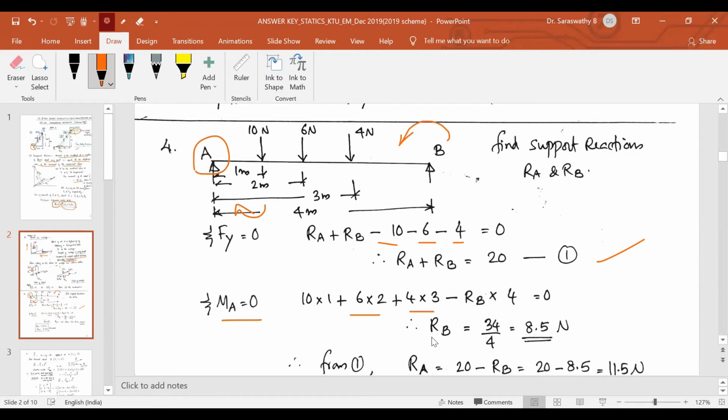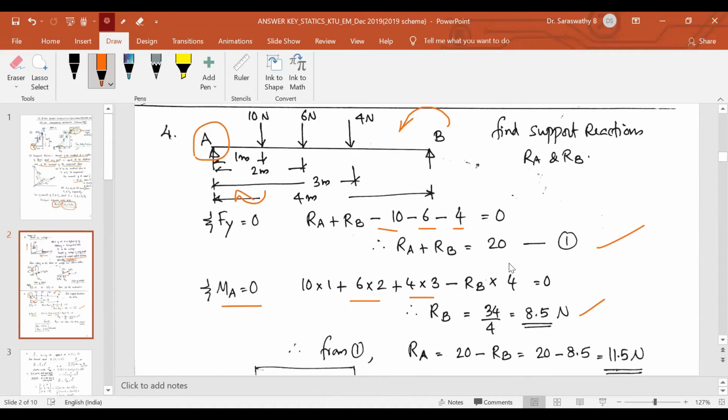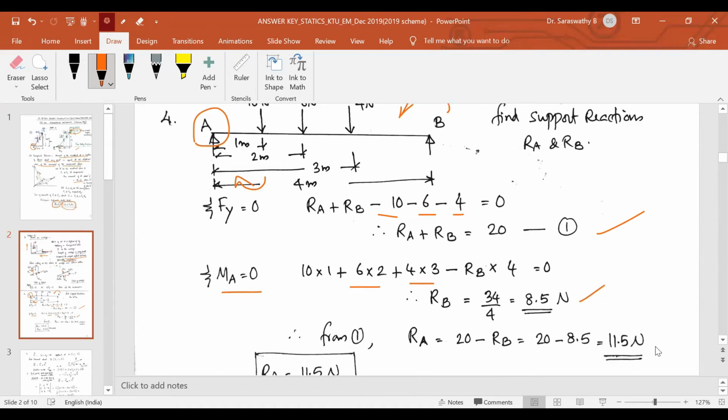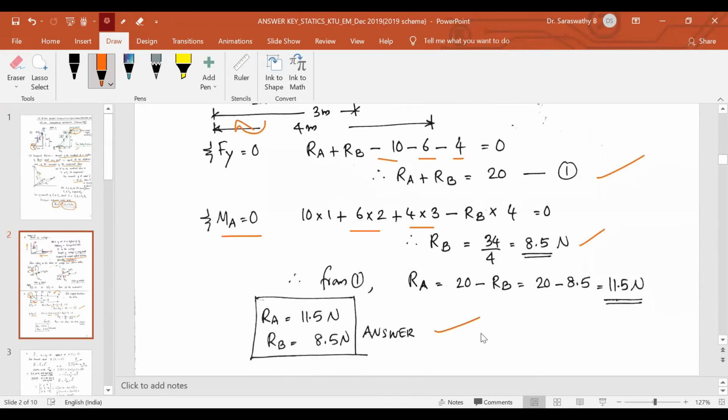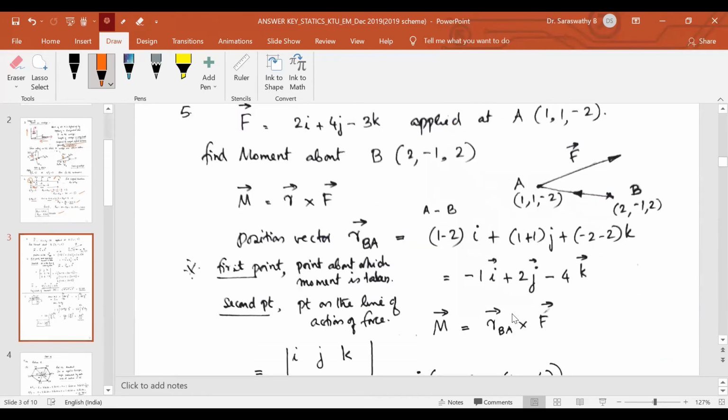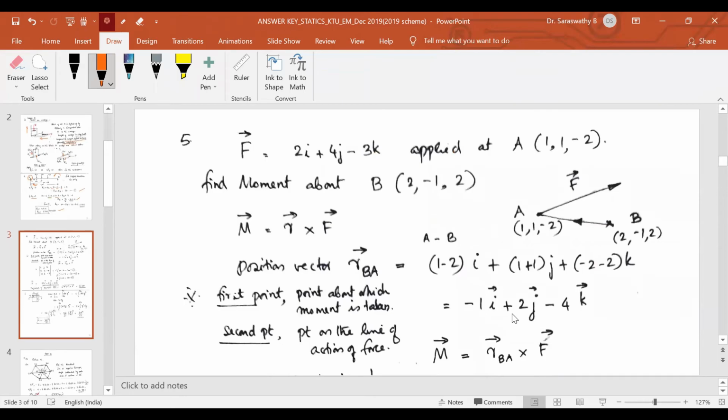From this we get RB is equal to. Once we get RB, substitute back here. RA plus RB is equal to 20. We got RB, therefore RA. RA is equal to 20 minus RB, 11.5. These are the answers. 3 mark question. Moving on to question number 5.